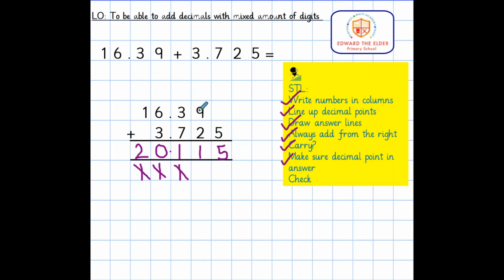So here we've got 5. Here we've got 9 add 2 is the 11. Here we've got 3 add 7 was 10, add the 1 is 11. Here we've got 6 add 3 which was 9, add the 1 which was 10. And 1 add 1 is 2. So we've checked that. I'll give that little last tick. So let's go back to the number sentence. 16.39 add 3.725, and our answer today is 20.115.